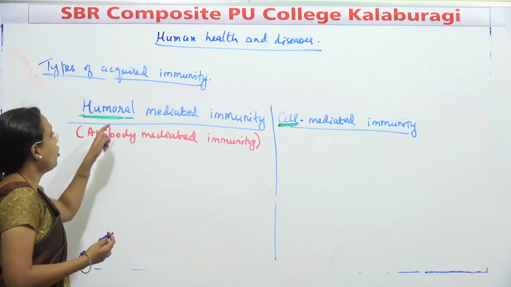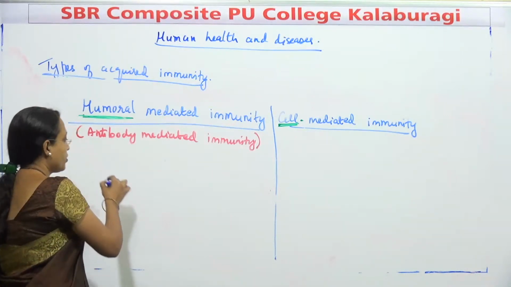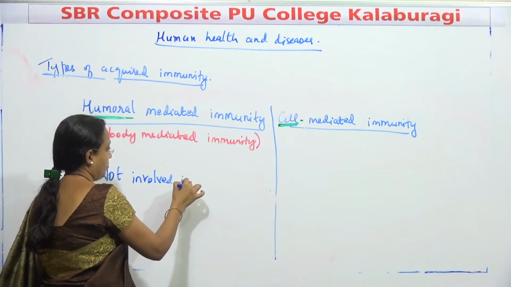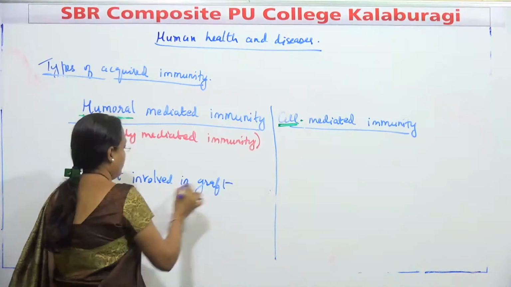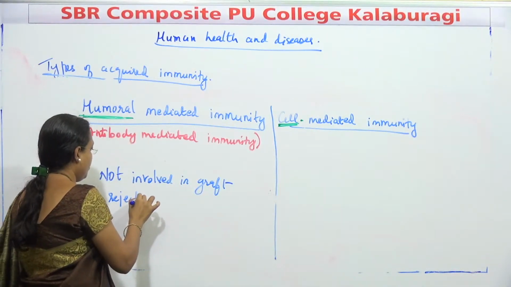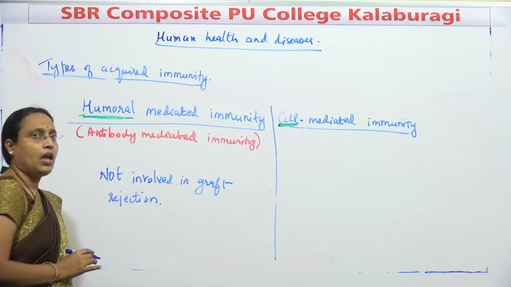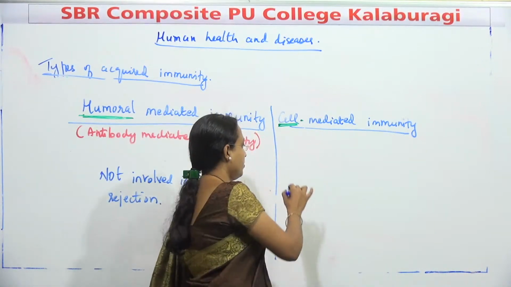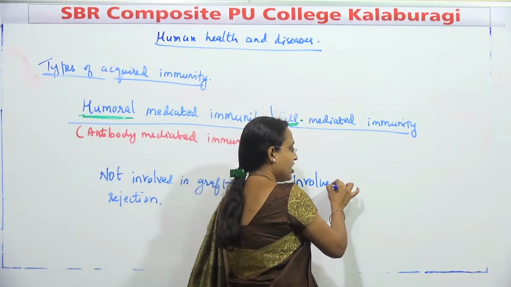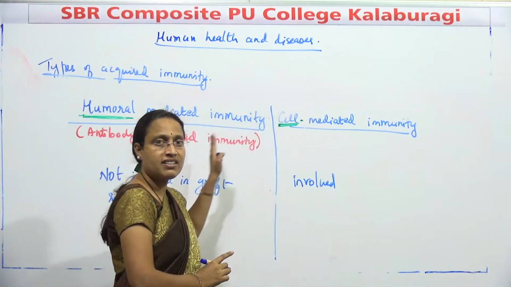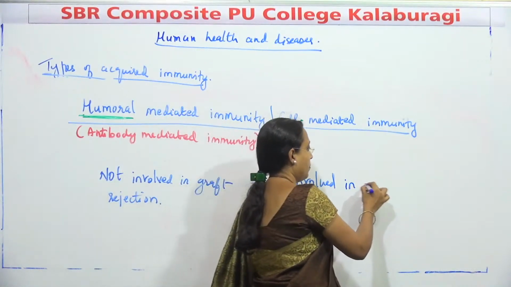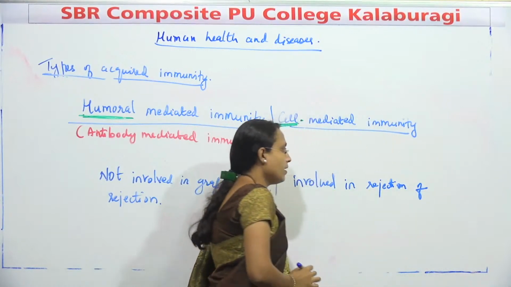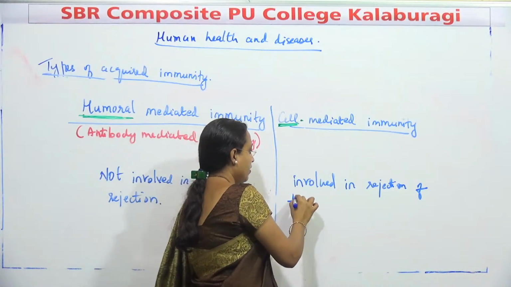Now, humoral mediated immunity is not involved in graft rejection, whereas cell-mediated immunity is involved in graft rejection. So if our body rejects the transplanted organ, it is not the humoral immunity, it is the cell-mediated immunity. Rejection of the graft.